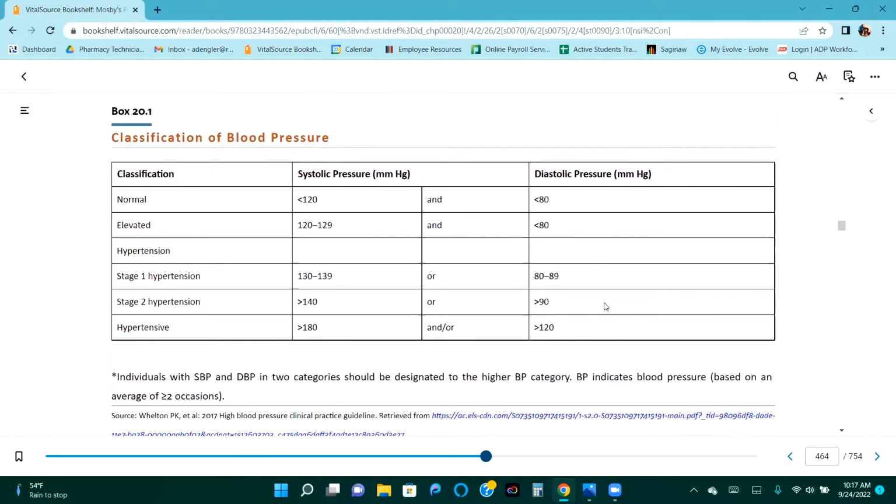And here's box 20.1, a chart with all of the different classifications of blood pressure. So normal is below 120 for systolic and below 80 for diastolic. Hypertensive, going all the way to the bottom, is a systolic over 180 and a diastolic over 120.